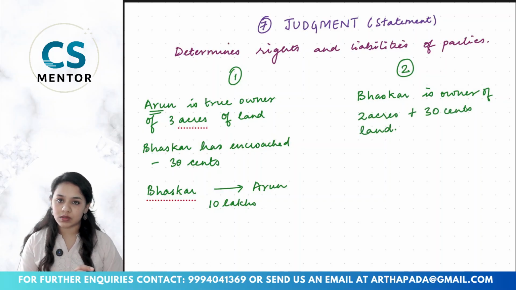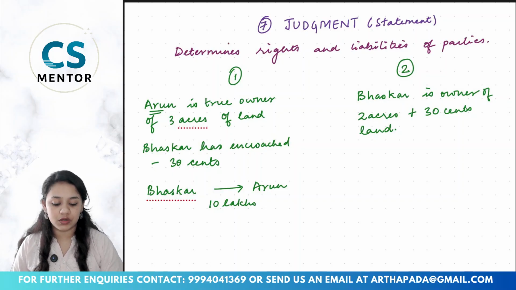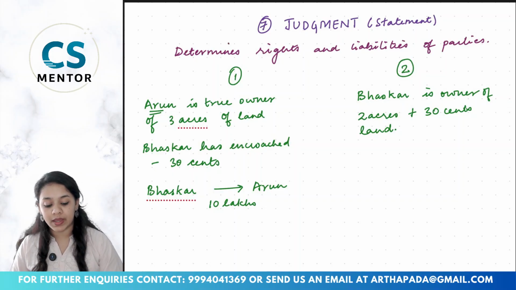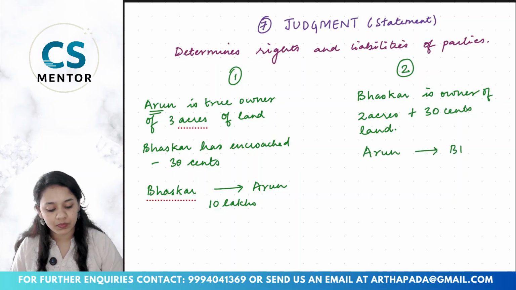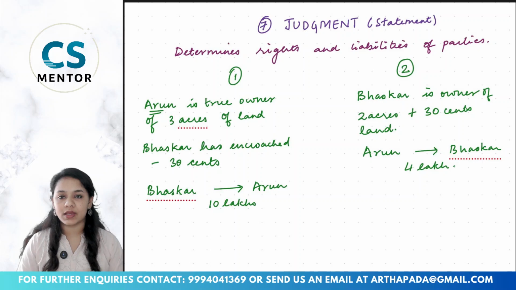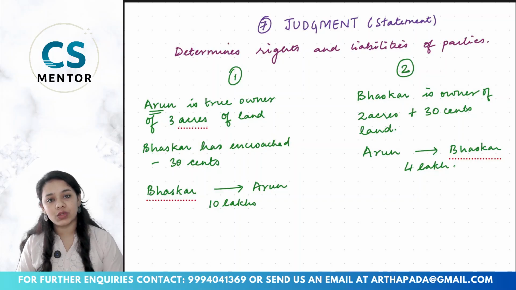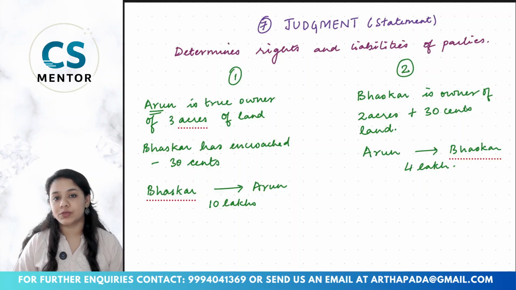Okay, the 2 acres was given through a sale deed, whereas the remaining 30 cents was additionally got through this judgment of the court. And in addition to that, Bhaskar is also entitled to Arun paying Bhaskar to the tune of 4 lakh rupees. Because Arun did claim that he will reimburse Bhaskar for the cost of the road, no matter what the cost was. So this is also an additional way in which the judgment can go.